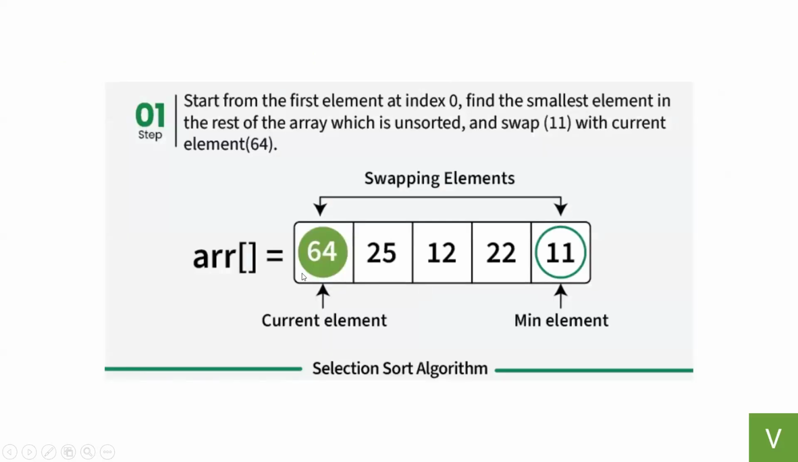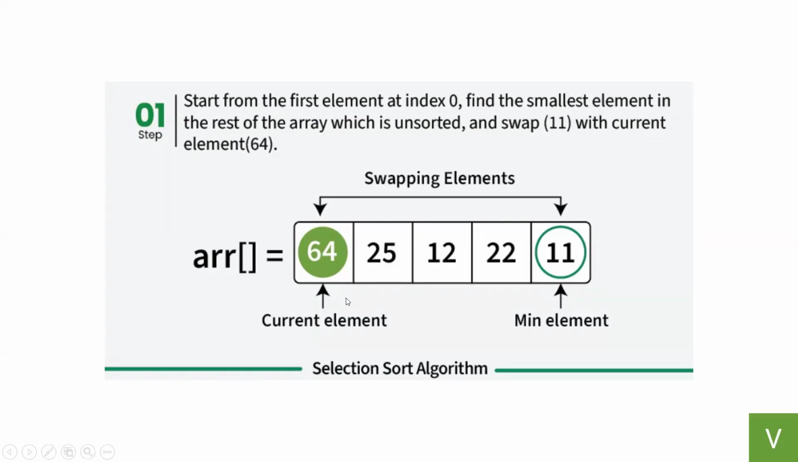So here let us consider an input unsorted array. It consists of 5 elements: 64, 25, 12, 22, and 11. Now let us start step number 1. Start from the first element, that is at index 0. Find the smallest element in the rest of the array which is unsorted, and swap 11 with the current element 64. So here let us assume 64 to be the smallest element.